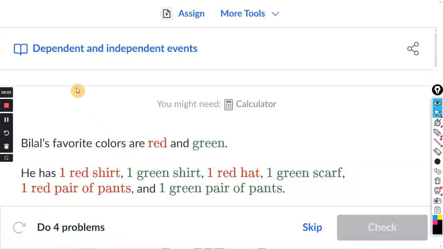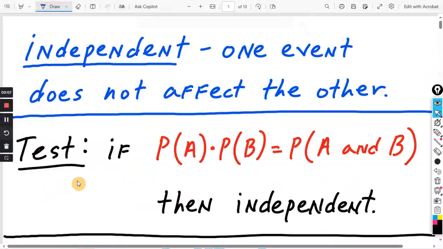This will be for the exercise on dependent and independent events. All right, some notes before we begin. If events are independent, that means that one event does not affect the other. And the way to test if events A and B are independent: if the probability of A times the probability of B equals the probability of both A and B, then the events are independent.